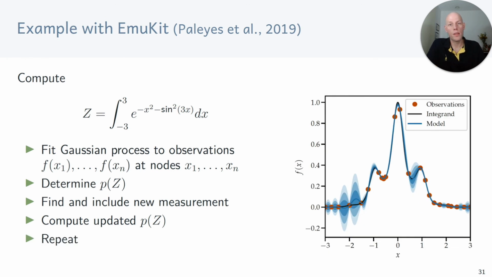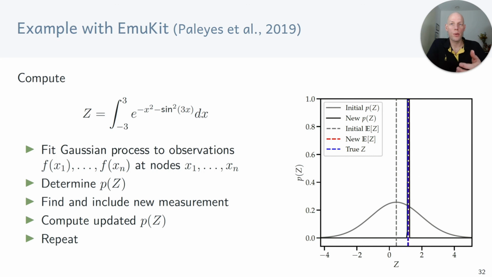If we repeat this procedure a few times, we arrive at this updated Gaussian process model after having incorporated 20 observations. We see that the Gaussian process is a good approximation of the underlying function. And if we look at the corresponding distribution on z, we see that the mean of z more or less coincides with the true value and the uncertainty of the estimator is very small.